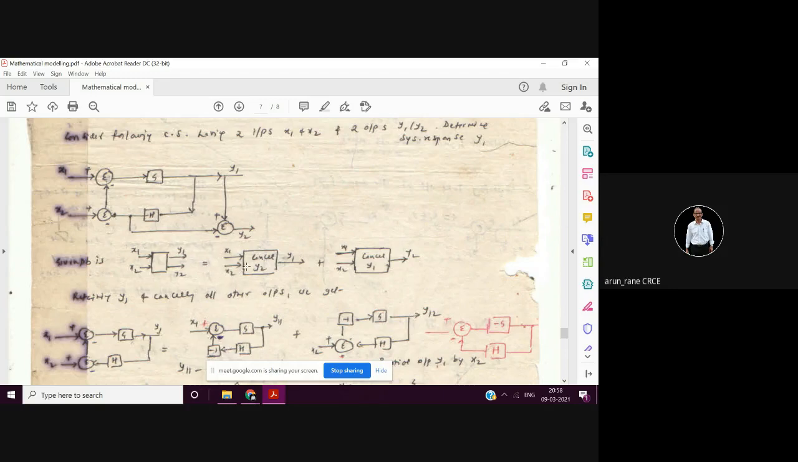You are considering both the inputs first, x1 and x2, but you are cancelling y2 and only considering one output, y1, and you are assuming y2 as 0. So it can be written like this: x1, x2, cancel y2, meaning consider y2 as 0, plus you have both the inputs, x1, x2. Now here cancel y1 and consider y2 only. Fine.